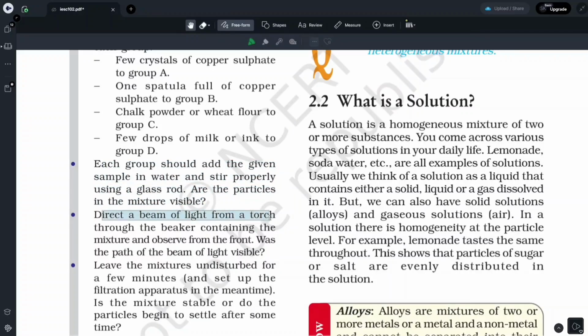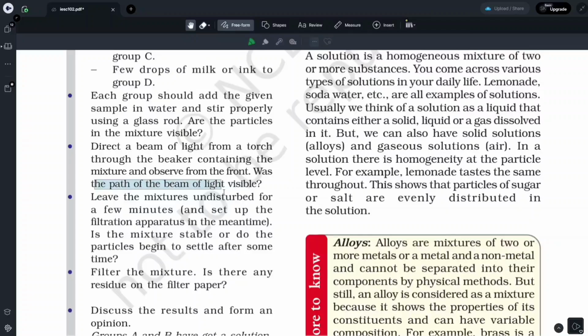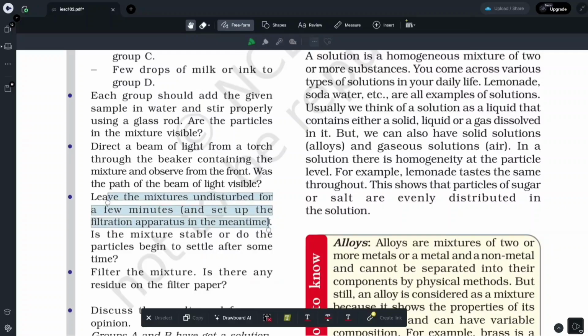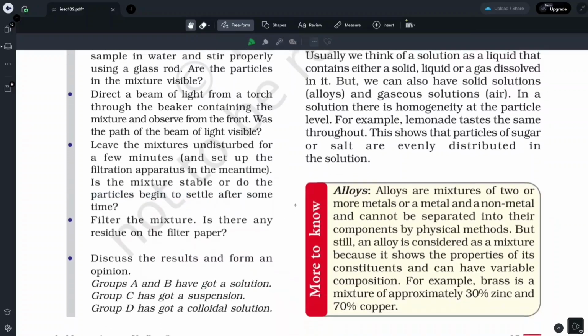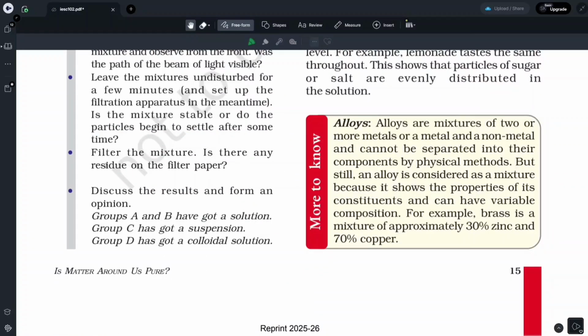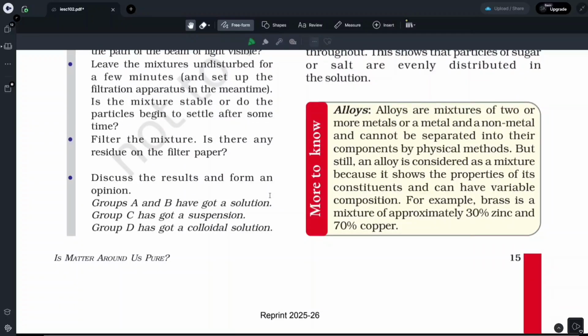Direct a beam of light from a torch through the beaker containing the mixture and observe from the front. Was the path of the beam of light visible? Leave the mixture undisturbed for a few minutes and set up the filtration apparatus in the meantime. Is the mixture stable or do the particles begin to settle after some time? Filter the mixture. Is there any residue on the filter paper? Discuss the result and form an opinion.